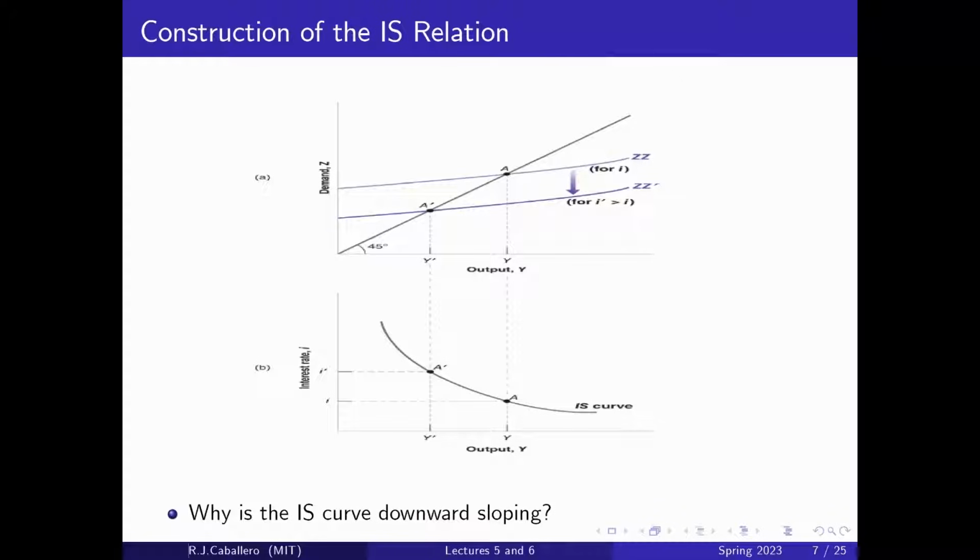So now we know that this point belongs to the IS curve because it's a combination of output, Y prime, and interest rate, I prime, that is consistent with equilibrium in the goods market. That's what lecture 3 told us. That's what equilibrium in the goods markets looks like. That's another point of the same IS because I have higher output here, lower interest rate. That's another point of the IS. That's the reason this is downward sloping.